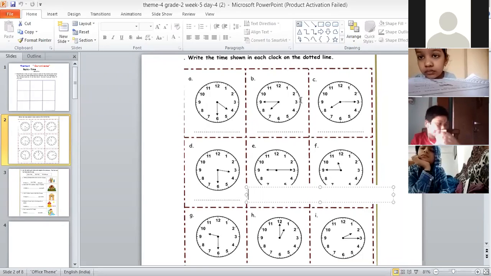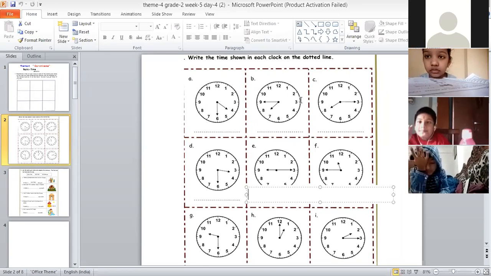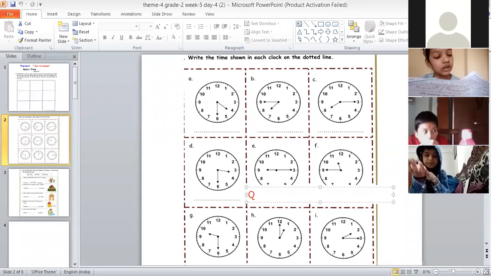And shorthand? At 9. So what will be the time? Quarter past 9. Very good. So it is 9:15, and in another way, what can you say? Quarter past.